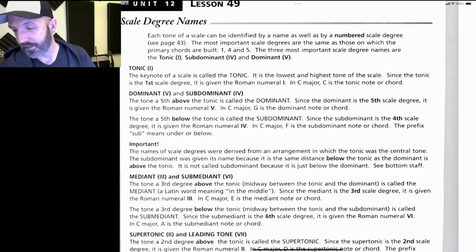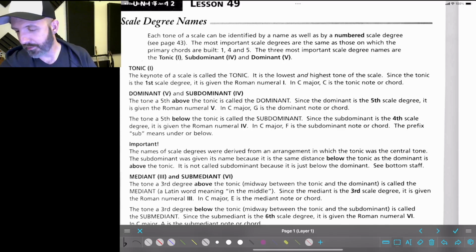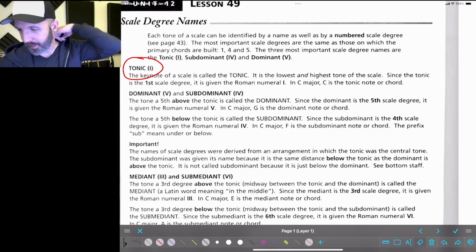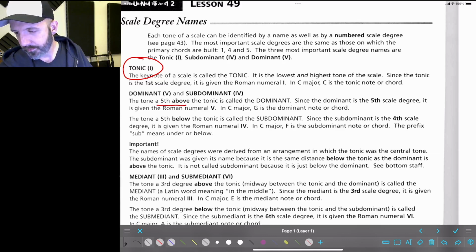So tonic. Tonic is the one. And you can see where they have the Roman numerals next to all this stuff. So the tonic is the one chord. Dominant and subdominant is a fifth above. And so the dominant is a fifth above. The subdominant is a fifth below.